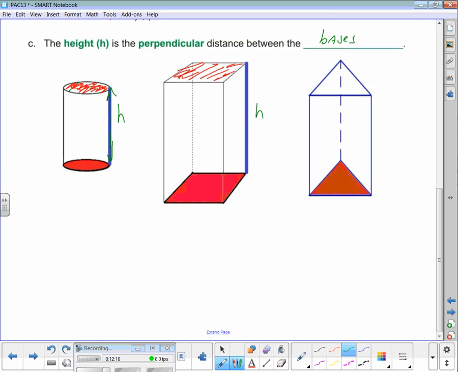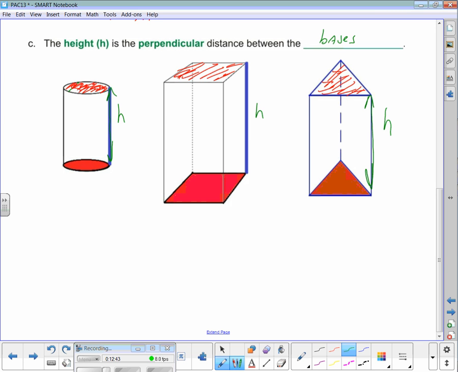And then the last one, the triangular prism. You know, the other base is up there. And by the way, for a triangular prism, that's the only way it could work. Those are the only bases, because the other three sides are not parallel to each other. And of course, the height would be this value right there, right? The perpendicular distance between the two bases.